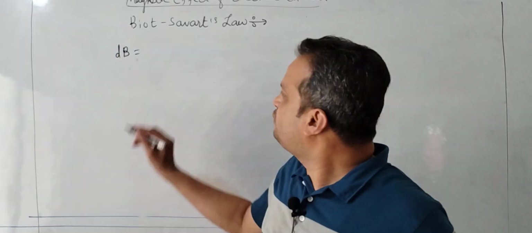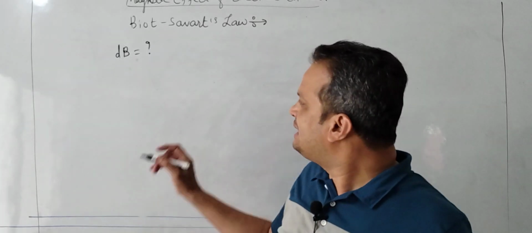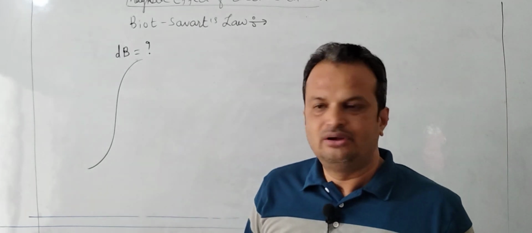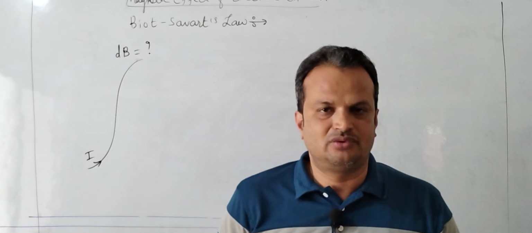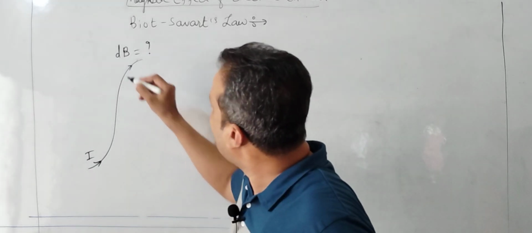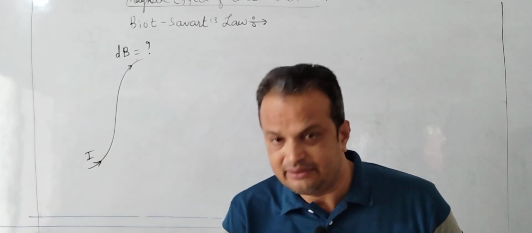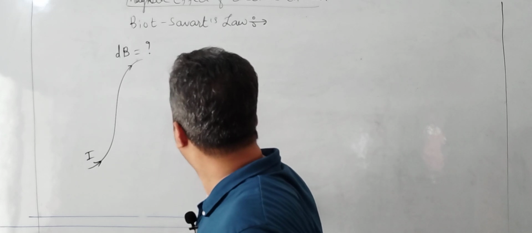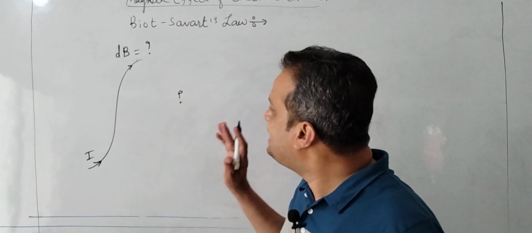So to find the magnetic field, Biot-Savart law says that let's say there is a current carrying wire, carrying current I. Due to this wire there will be a magnetic field. Let's say this is point P, and we want to find out what the magnetic field is at this point.